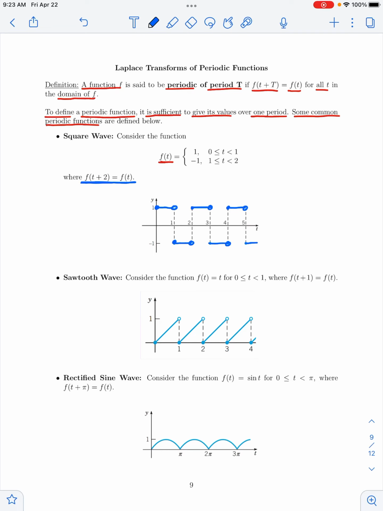Another common one is what's called a sawtooth wave. So if we consider the function f of t, which is equal to t, for values of t from 0 to 1, well, geometrically, we have f of t as t, so we've got a line segment moving from (0, 0) to (1, 1). And then we specify that this is periodic with period 1. So those initial values on the time interval from 0 to 1, we will repeat with period 1 moving forward for values of t.